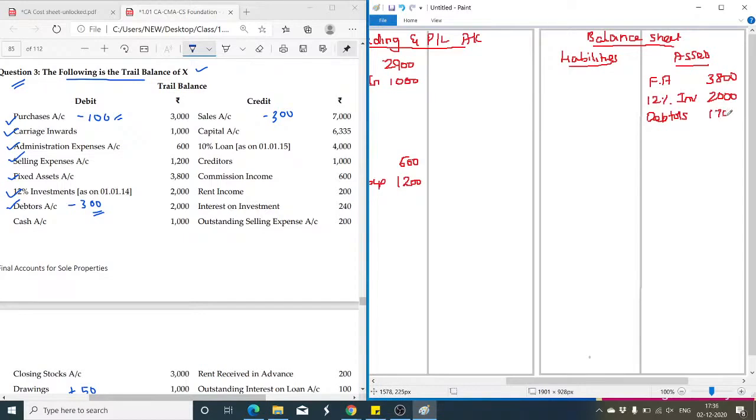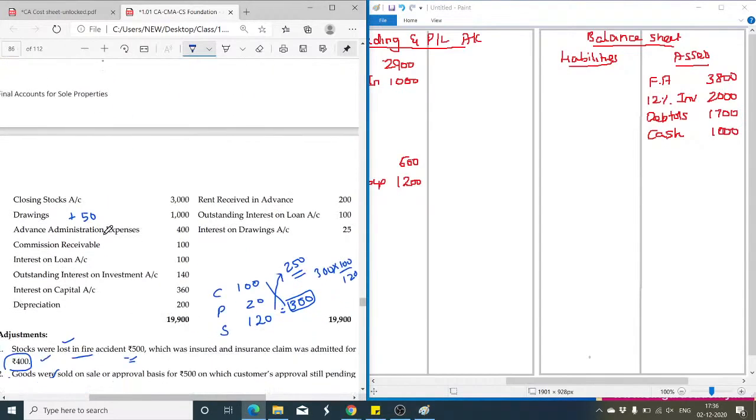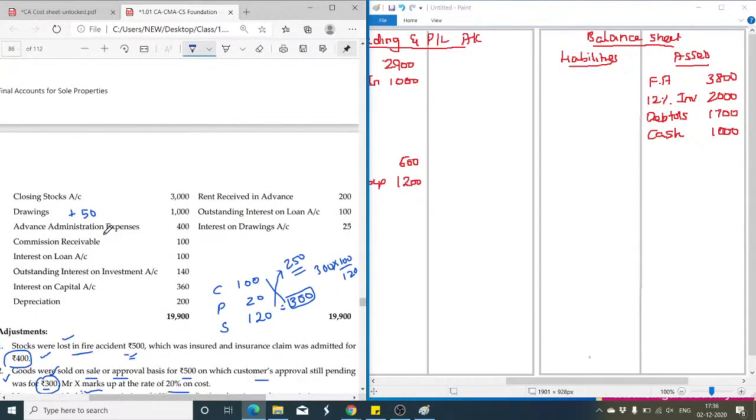Is it okay? Come on, tell me where the cash will come. Come on, make it faster. Cash will come. Yes, asset side. Yeah, so cash will come in the asset side, the value being 1000 rupees. So we first finish up recording and posting the debit sides and closing stock.